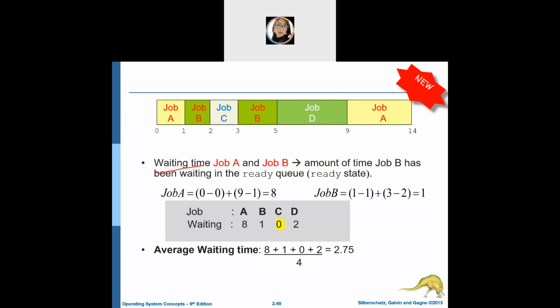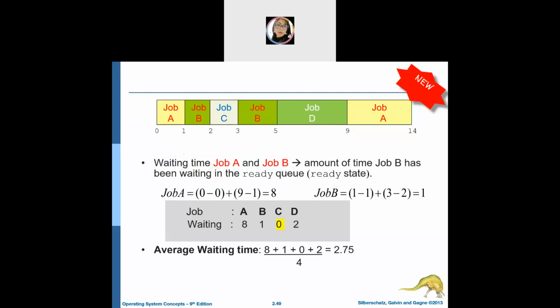It is the amount of time that, for example, job B has been waiting in the ready queue, which is the ready state. For job A, it starts at 0. You push with 0, and then you start at 0 also. And then you have a stop or pause until you continue again here. That's why you minus how long you were already waiting. So all together, you add here and you get 8. And this is the total waiting time for A.